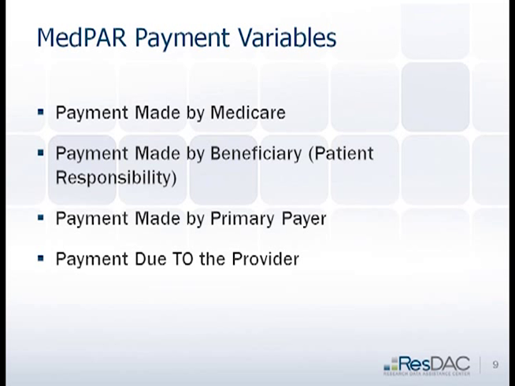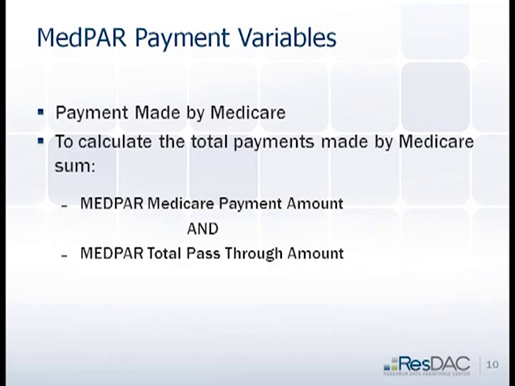So if you were interested in looking at the payment made by Medicare, the beneficiary, or the primary payer, you may have to use more than one variable. To look at the total payment made by Medicare within the Medpar file, you actually have to sum two variables. That payment amount, which is essentially the DRG with any potential add-ons, including outlier amount, and then that total pass-through amount that might have had some things that were not included in a DRG payment.